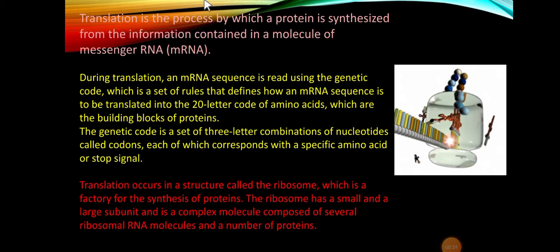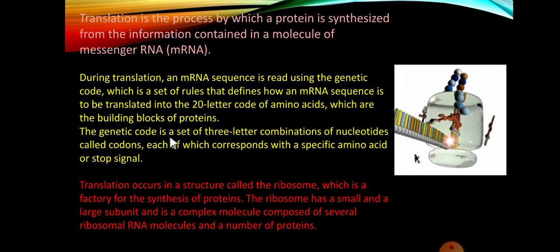Translation is the process by which a protein is synthesized from the information contained in a molecule of the messenger RNA, or the mRNA. During translation, an mRNA sequence is read using the genetic code, which is a set of rules that defines how mRNA sequence is to be translated into the 20-letter code of amino acids, which are the building blocks of proteins.